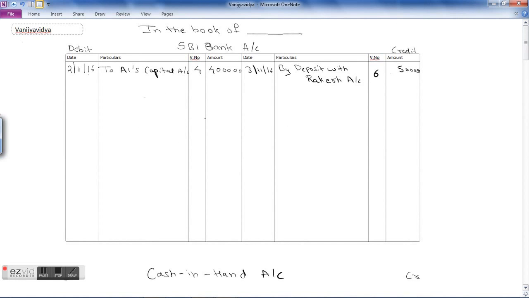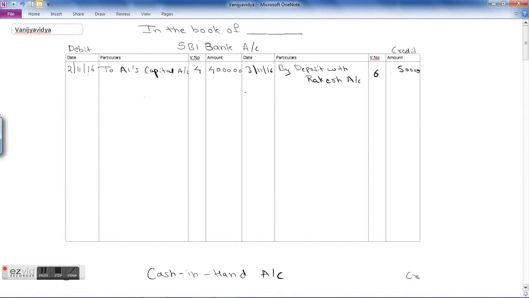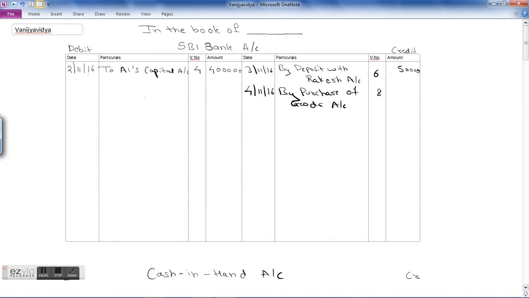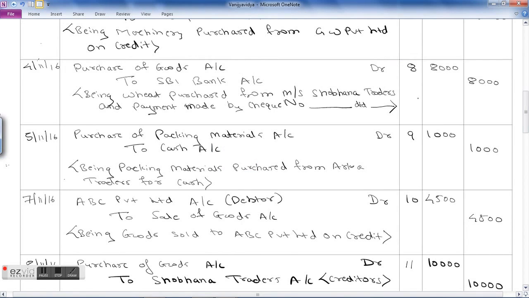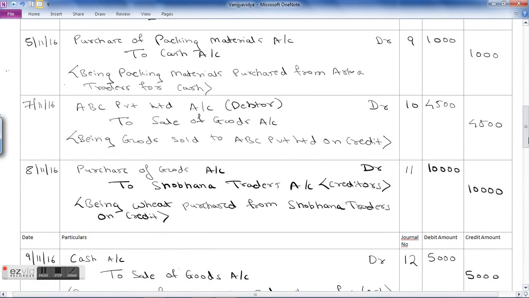So on SBI bank account credit side, we'll put by purchase of goods account, voucher number is 8 and amount is 8,000. Okay, now we'll go to the next entry, that is entry number 9.